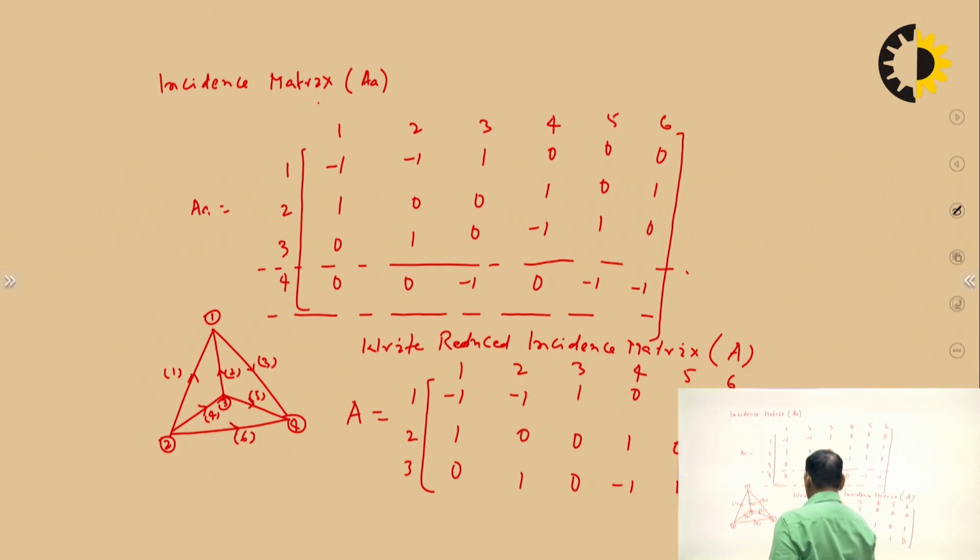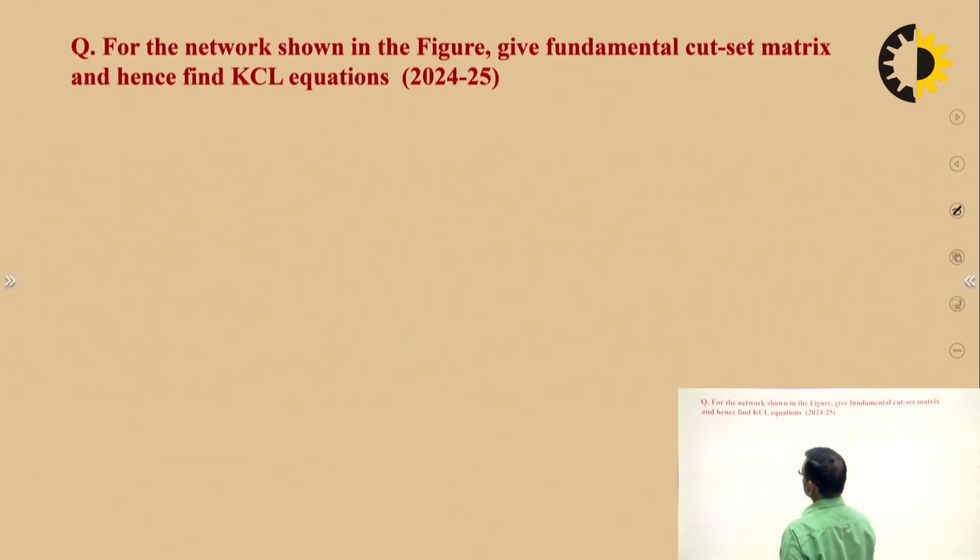Write the incidence matrix, complete or reduced. It is not mentioned, so it is better to write both matrices, A and reduced A. We can get the reduced matrix from the complete incidence matrix. First you write the complete incidence matrix, and after that you write the reduced incidence matrix.